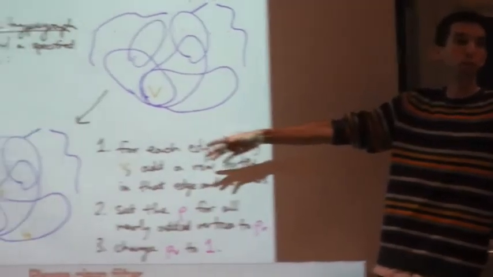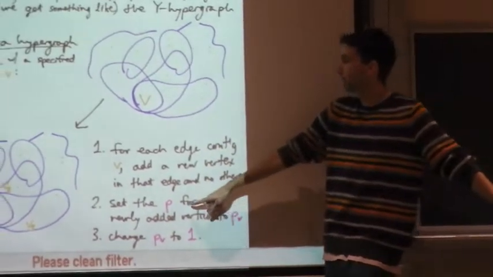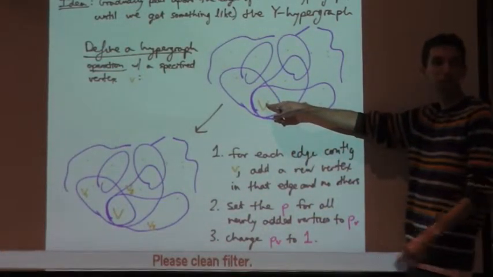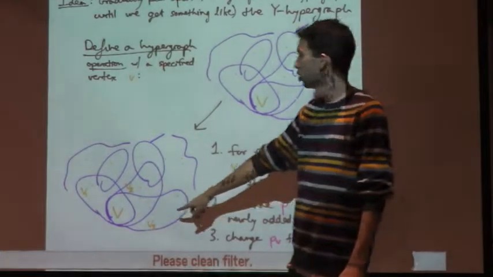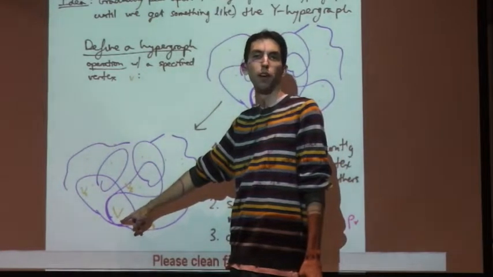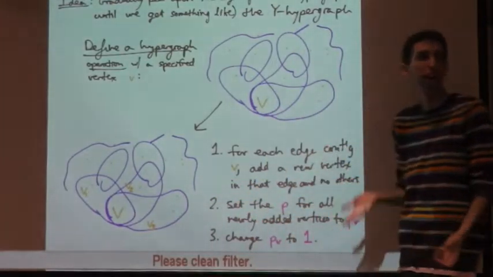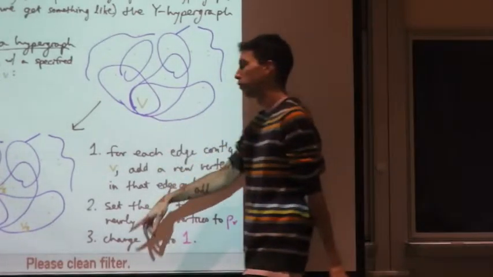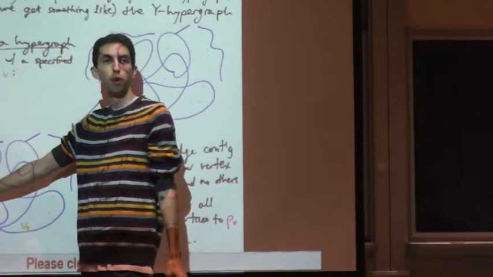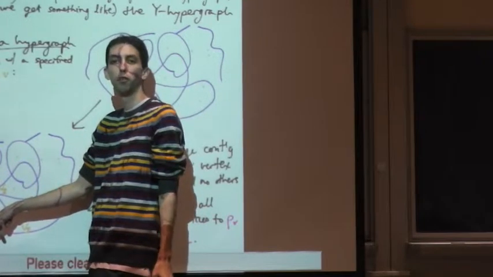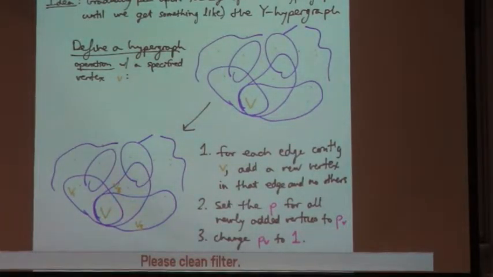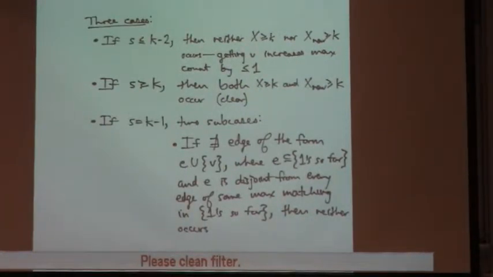They need to get probabilities assigned to them. So I set the P for those new vertices to be the P for V, the original V. And then I change the P for the original V up to 1. Presumably it was less than 1, and I now change it to 1. That doesn't mean I change the new ones. The new probabilities are the same as the probability was for the original V, but then I change the probability of the original V to 1.